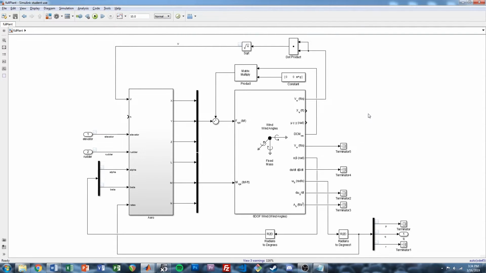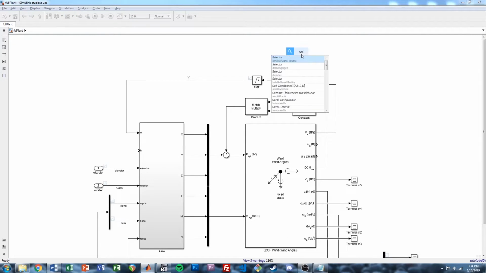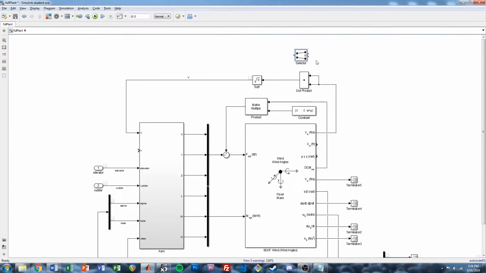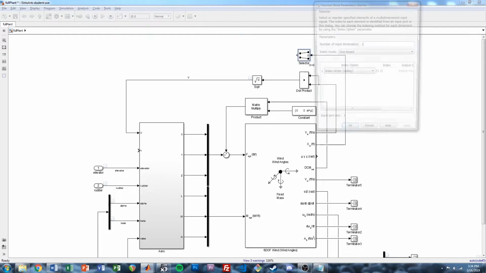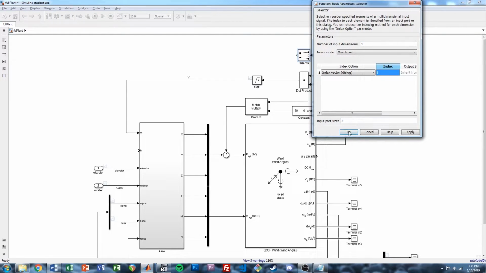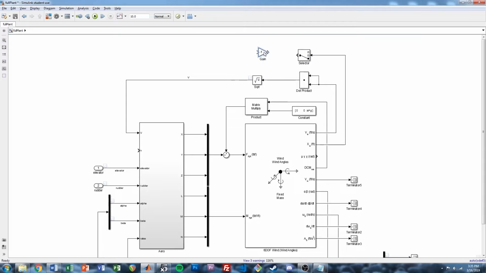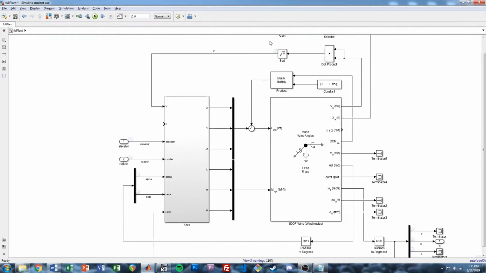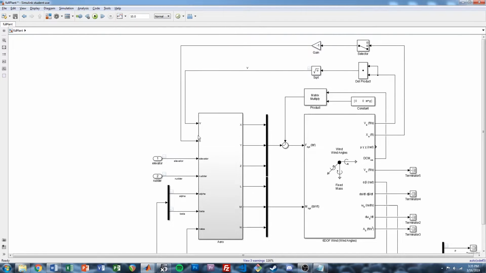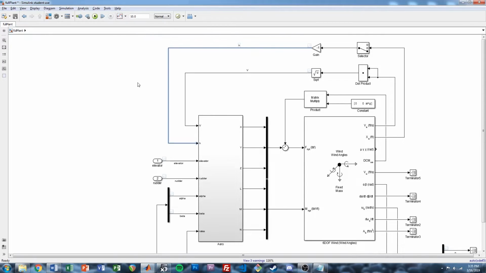We also need our altitude input, so let's grab a selector. That's going to be hooked up to the inertial position, right there. We only want the third element, and we need to change the sign since it's positive down. This is going to drive altitude. Oops, I'll log this signal as well.